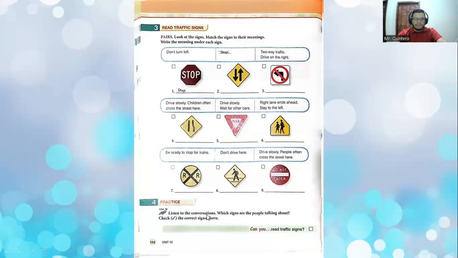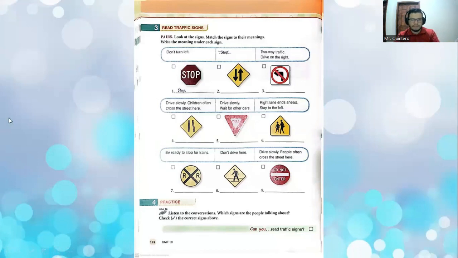Okay, listen to the conversation. Which signs are the people talking about? Check the correct signs above. De acuerdo a lo que ellos estén hablando, ustedes lo van a ir chequeando en esos cuadritos. Van a ir poniendo un check mark. Page 192. Practice. Conversation 1.